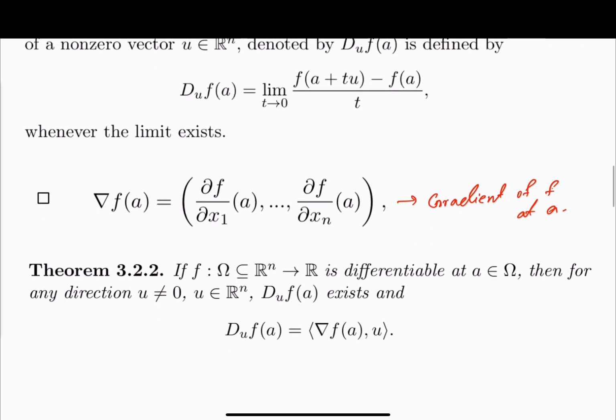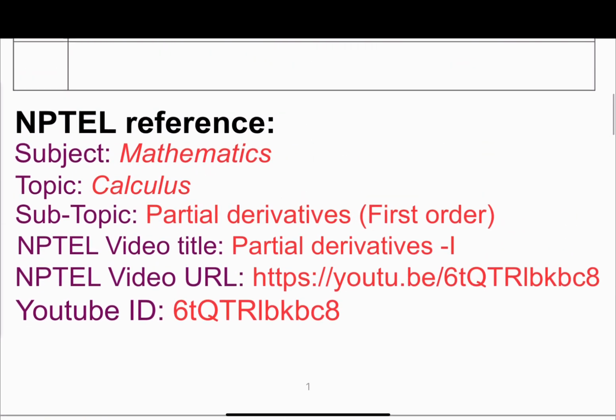Next we need this theorem, which says that if f, defined on an open subset of Rⁿ to R, is differentiable at a point a, then any directional derivative exists, and the directional derivative can be computed as the inner product of the gradient with the direction u. So this theorem we will use to prove the last option. Okay, so let's start to solve the question.